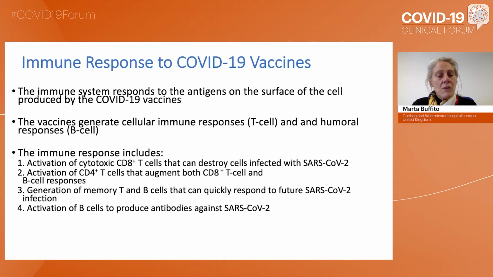And very briefly, because I'm sure you've been hearing about the immune response to COVID-19 vaccines, just to remind each other, the immune system responds to the antigens on the surface of the cell produced by the COVID-19 vaccine. The vaccines generate cellular immune responses, T-cell responses, and humoral responses, B-cell responses. The immune responses include activation of cytotoxic CD8 cells that can destroy cells infected by the virus. They also lead to activation of CD4 T cells that increase both CD8 T cell and B cell responses. They lead to the generation of memory B and T cells that quickly respond to future viral infections. And very importantly, they activate B cells to produce antibodies against SARS-CoV-2.